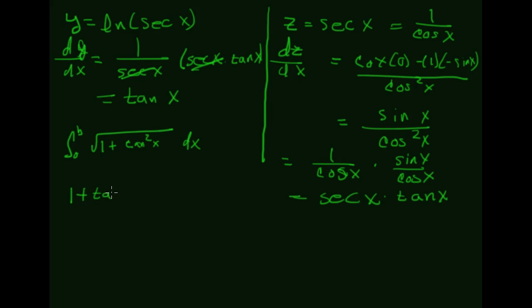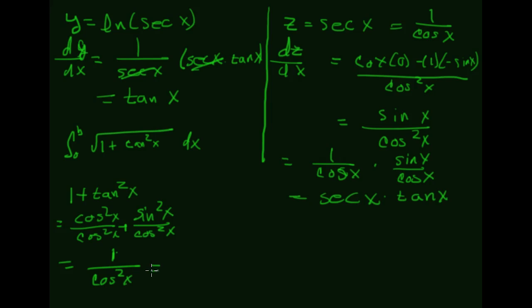1 plus tangent squared of x comes out to be cosine squared x over cosine squared x plus sine squared x over cosine squared x, which is, well, cosine squared plus sine squared is 1, over the cosine squared x, which is the secant squared of x. Okay, so if you don't remember this from the surfer and spotter thing, 1 plus the tangent squared of x is equal to the secant squared of x. Those are interchangeable.